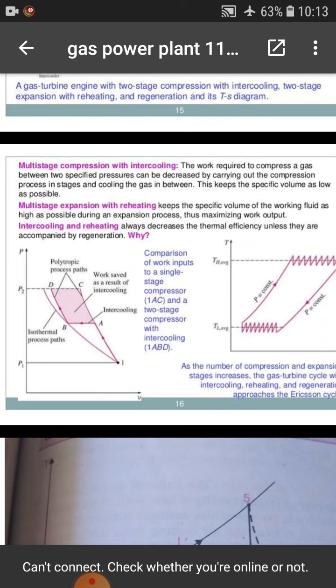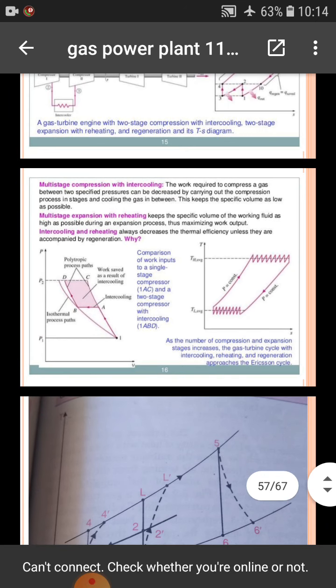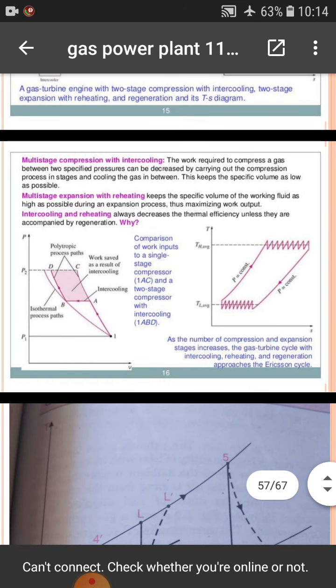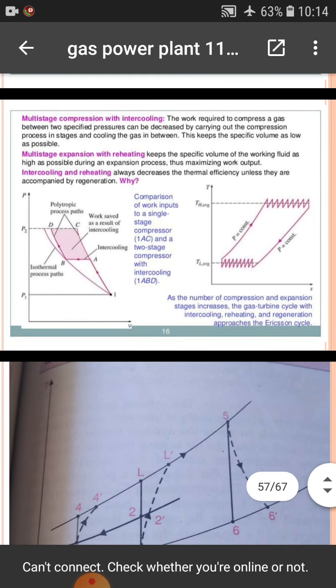Intercooling and reheating always decrease the thermal efficiency unless they are accompanied by regeneration. As the number of compression and expansion stages increases, the gas turbine cycle with intercooling, reheating and regeneration approaches the Ericsson cycle.